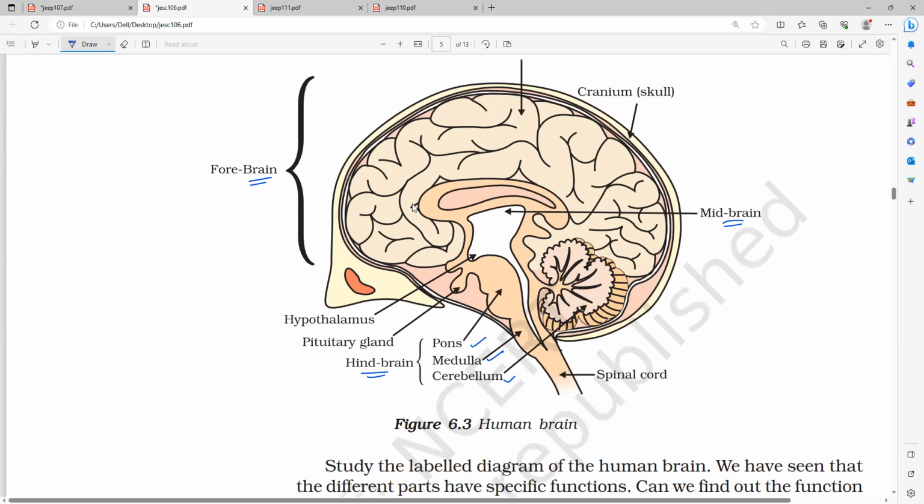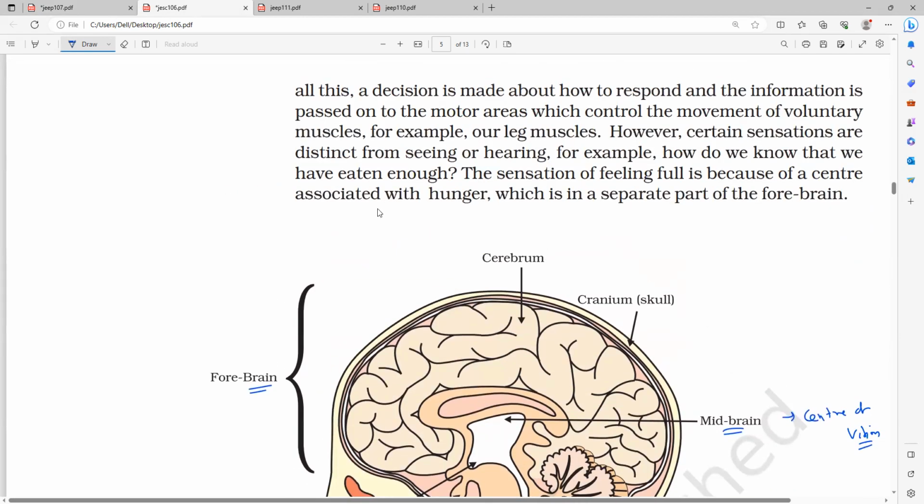Next, pituitary gland, that is not at all relevant here. So hindbrain is the main thing. Midbrain has only one thing. What is that, guys? Center of vision. That is the main function of midbrain. Next, forebrain. What is the main part of forebrain? Cerebrum. It will govern the mental abilities.